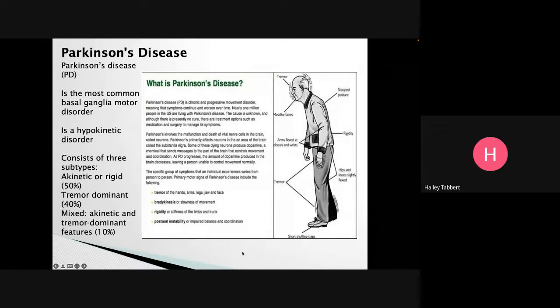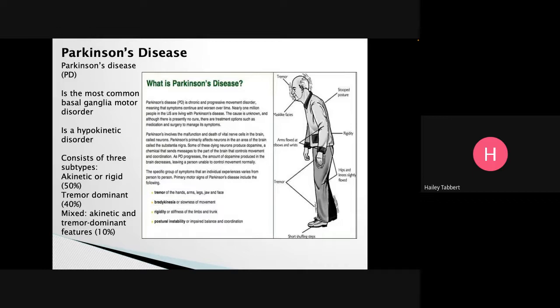So there's a specific group of symptoms that individuals experience. It varies from person to person, but the primary motor signs include a tremor. So this can be in the hands, arms, legs, jaw, and face, bradykinesia, or very slow movement, rigidity, so stiffness of the limbs and trunk, and postural instability. So that's impaired balance and coordination.